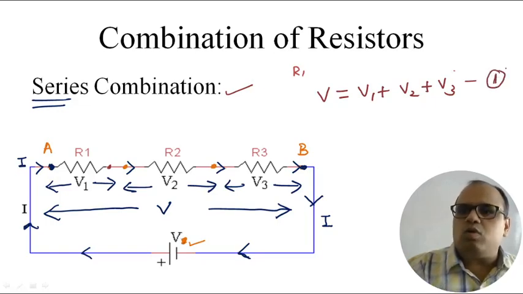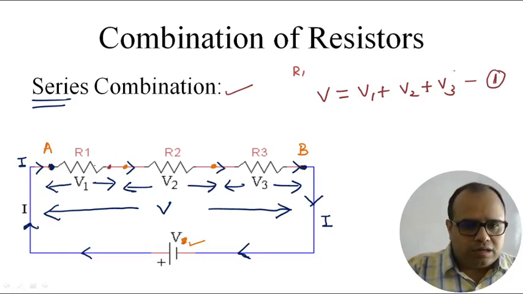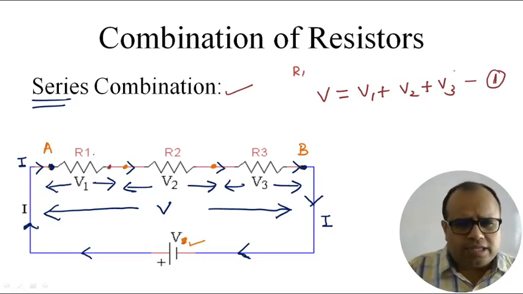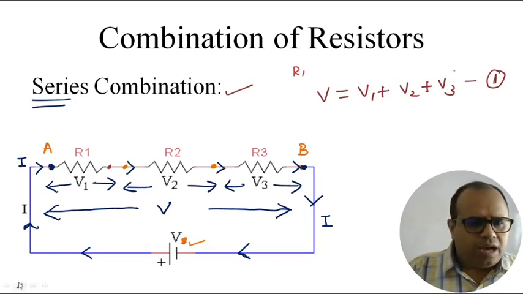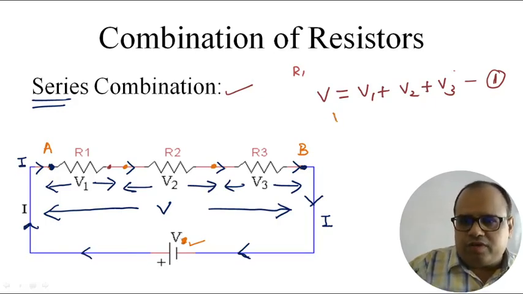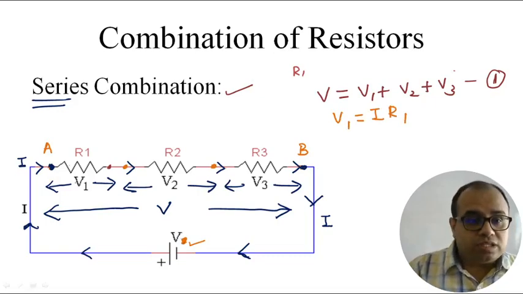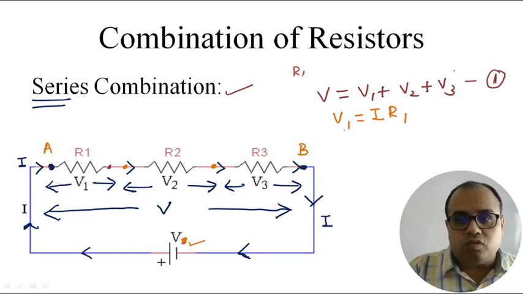Let us apply Ohm's law in these resistors. Let us apply it in R1. When we apply Ohm's law in this resistor, we can write V1 is equal to IR1, because you know that the potential difference is V1, the current flowing is I and the resistance is R1. So V1 is equal to I times R1.